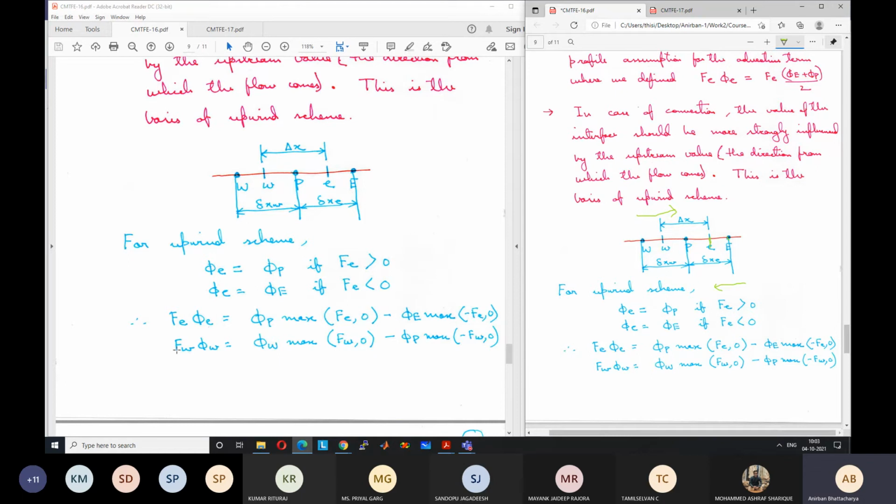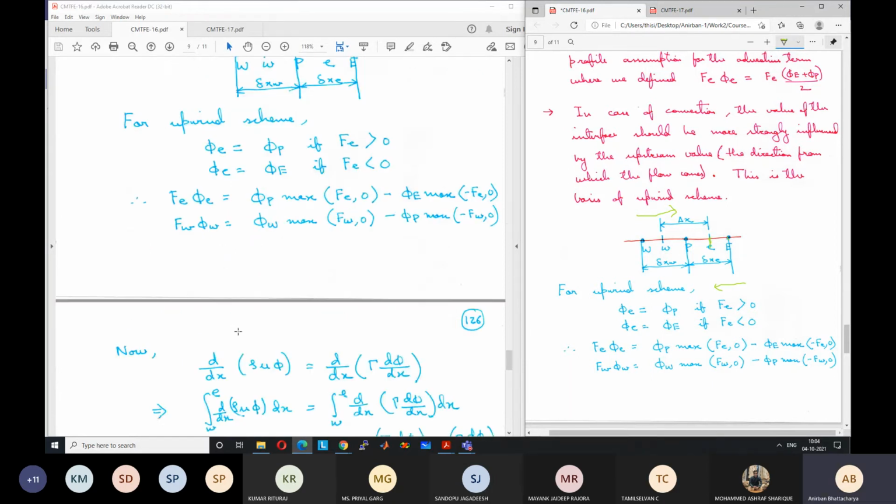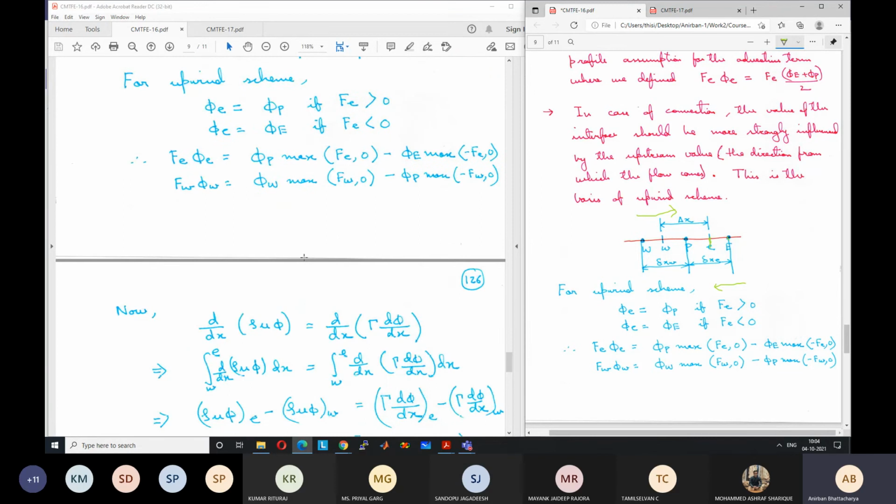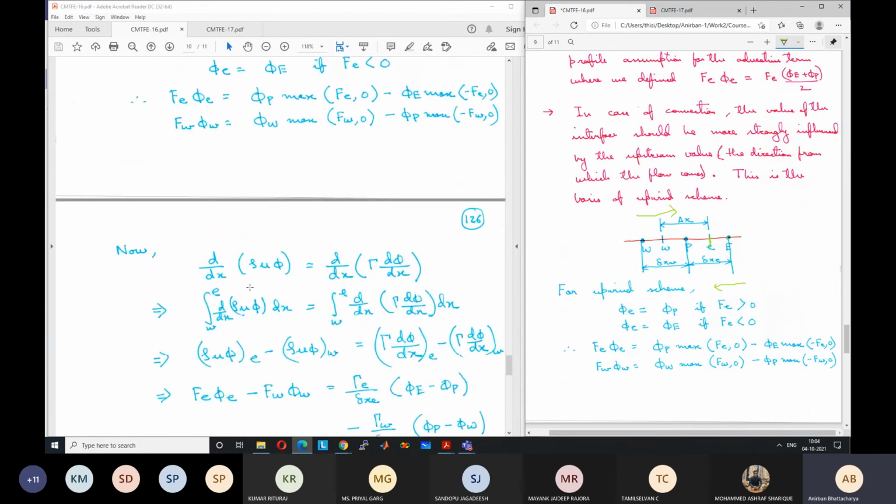Similarly, you can also see that Fw phi w can also be written in the same form. Okay, so it can be written. So if F is positive, the upstream side should have strong effect. So phi w will have strong effect. If F is negative, the downstream side should have strong effect. It's the new upstream side, not the downstream. For the new upstream side, the effect of phi p will be present. Okay. So now we can replace them in our discretized equation. These equations we can replace.